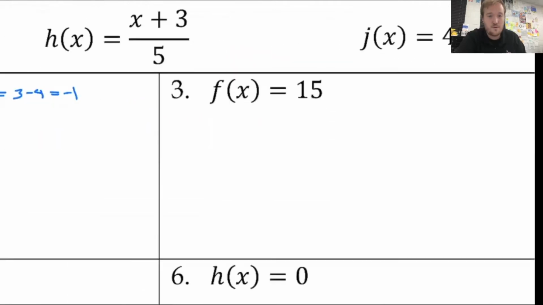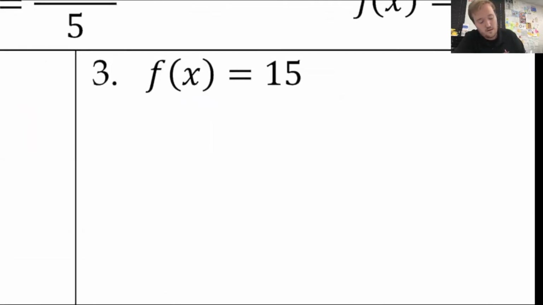All right, number 3. Now in this case, we're given the y value. So this is the set equal to. Really look to see, are we given the value inside the parentheses or outside the parentheses? If it's inside, it's a plug-in. If it's outside, it's a set equal to.